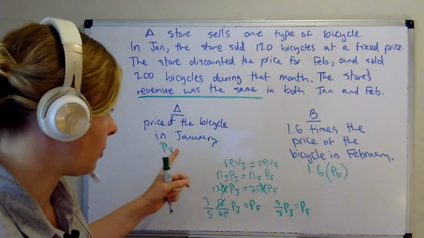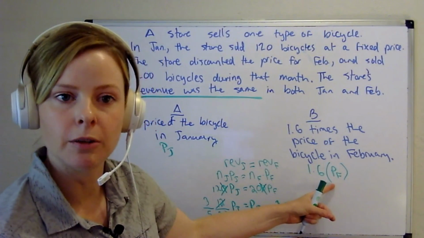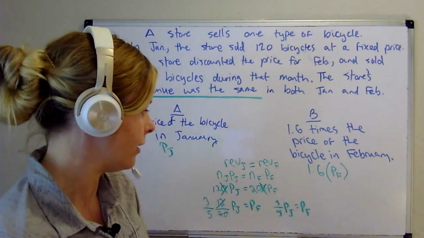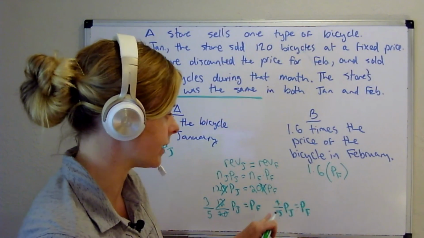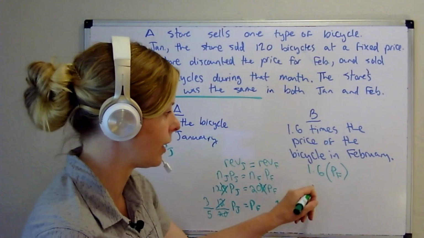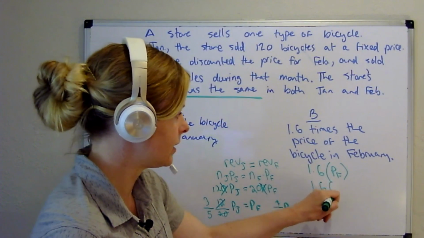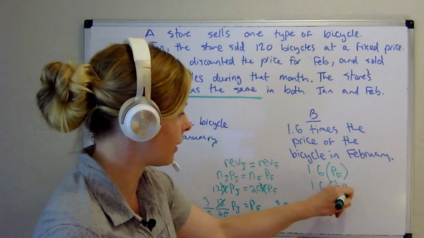Now I've got price in January on this side. I'd really like this also to be in that same language of January. So I'll just go ahead and replace price in February with what I already discovered, which is 3/5 price in January. So now I've got 1.6 times 3/5 price in January.